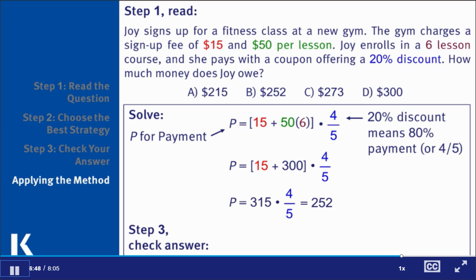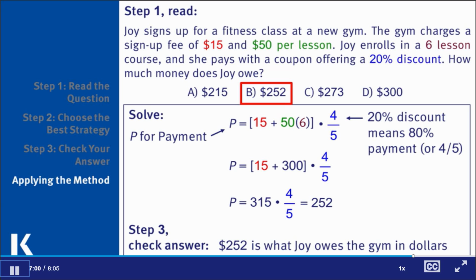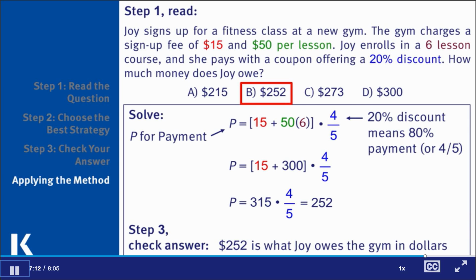Now we complete the final step of the Kaplan method and check our answer. We calculated that Joy owes $252. That matches answer choice B. We've checked our units, dollars in both question and answer. We've checked that the question is asking how much Joy owes, and that's what we've solved for, and we've double-checked our calculations. Now we have successfully completed a math problem using Kaplan's method for math.